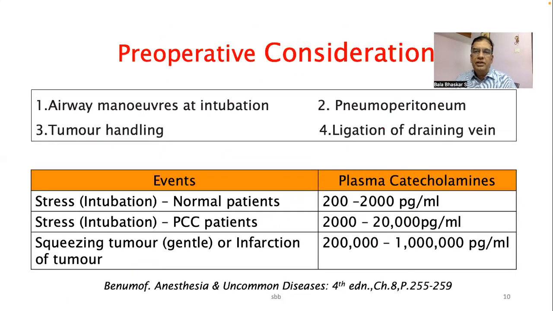There are 4 important times at which we should be very careful in anesthetic management of the patients. For example, at the time of intubation, and you should be managing the pneumoperitoneum part, when the tumor is being handled, or when the draining vein of the tumor is ligated. So if you look at this data, for example, there is almost a 10-fold increase in plasma catecholamines in patients who are not pheochromocytoma patients because of the stress of intubation. In pheochromocytoma patients, it can go up to 2,000 to 20,000 picogram per ml.